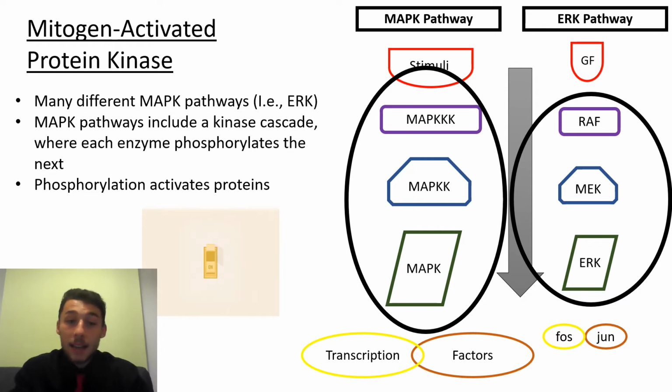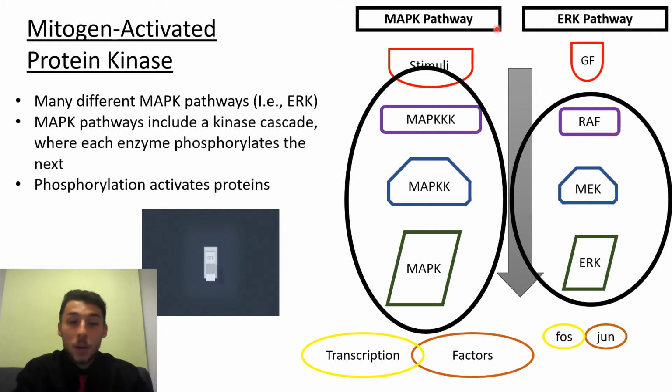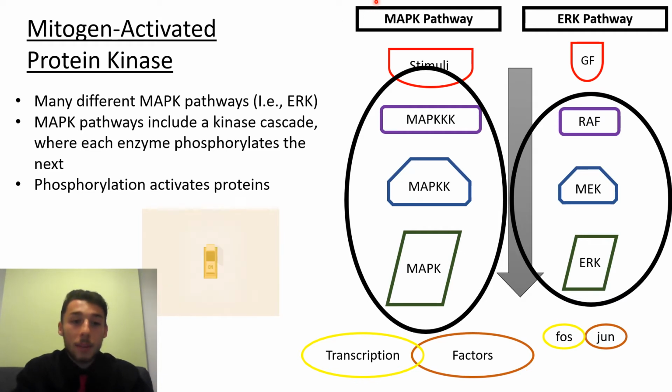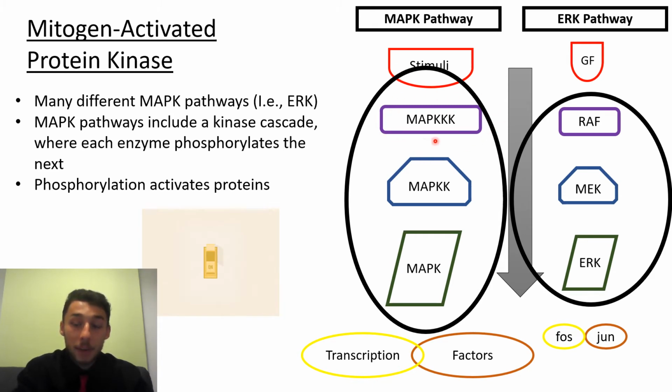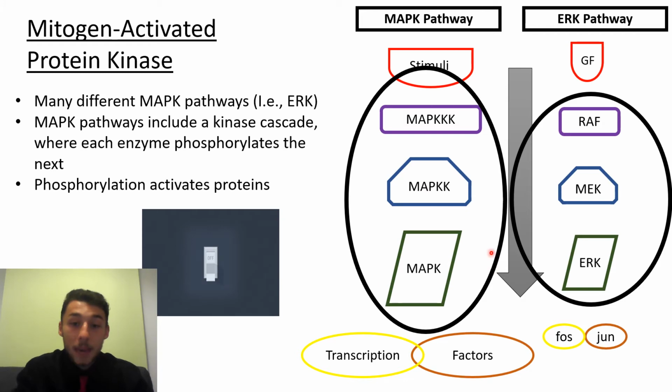A kinase cascade starts with some kind of input or stimulus from outside of the cell. In our example of the ERK pathway, this is a growth factor ligand, or a GF signal. This signal is transferred across the cell membrane via a transmembrane receptor. This receptor leads to the activation of the MAP kinase kinase kinase, or MAP3K for short. MAP3K then goes on to phosphorylate MAP2K, which in turn activates MAP kinase.